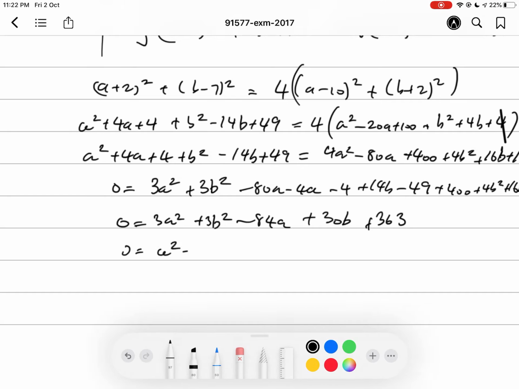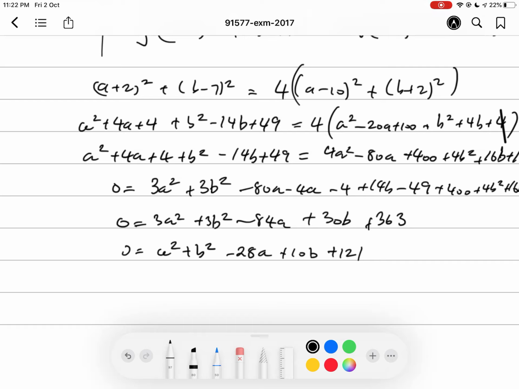So 0 equals a squared plus b squared. We have to divide everything by 3, because what you do to one part of the equation, you must do to the entire equation in order to keep it true. So on the left-hand side, we have 0. 0 divided by 3 is still 0, so we can just leave it as that. So negative 84a, we're going to divide that by 3, and we're going to get negative 28a. 30b becomes 10b, and 363 becomes 121.